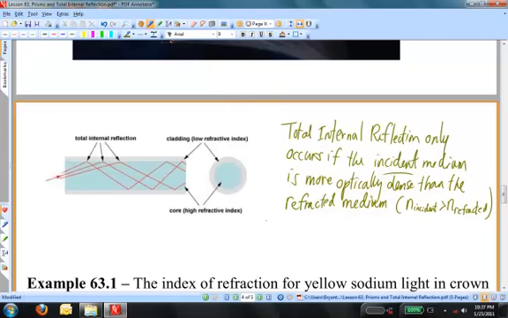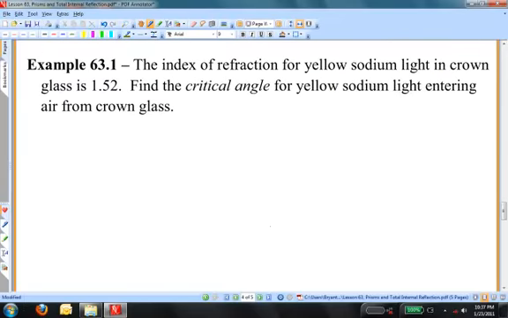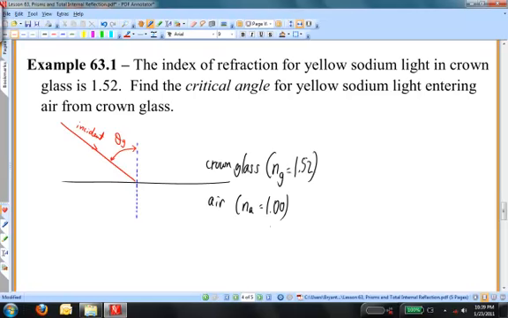Let's work a numerical example. 63.1. The index of refraction for yellow sodium light in crown glass is 1.52. Find the critical angle for yellow sodium light entering air from crown glass. Okay, let's draw a picture. In this diagram we have crown glass on the top side, we have air on the bottom side.